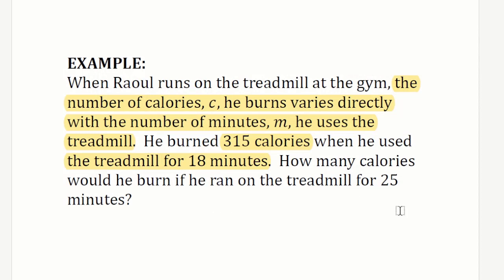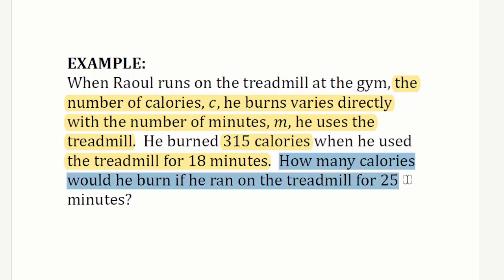And so now back to the wording of the problem, the question is really asking how many calories would he burn if he ran on a treadmill for 25 minutes. So we want to find out how many calories. What value equals c? In other words, what value equals c when m equals 25?